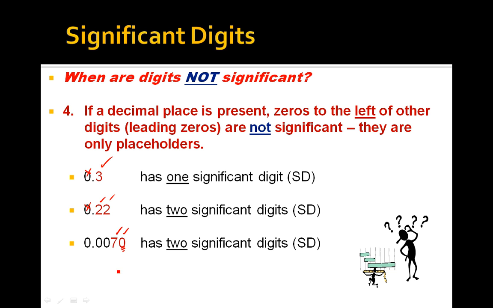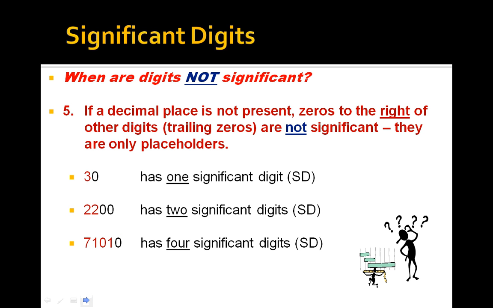The easiest way to look at this is to write this as scientific notation. So if I had to write this in scientific notation, it would be 7.0 times 10 to the negative 3. And very quickly you can see 2 significant digits, 2 significant digits. It works out. Another situation where the zeros are not significant is if they're placeholders for large numbers.